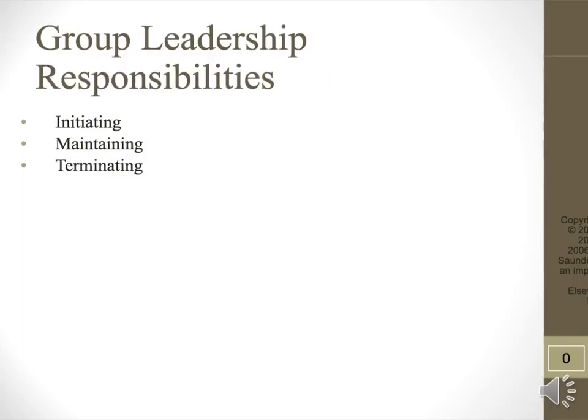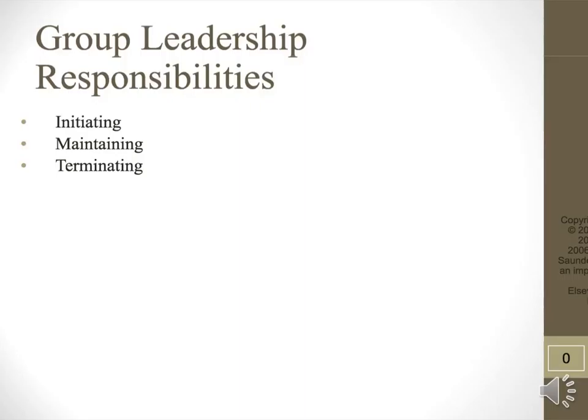When you think about the leadership responsibilities, the group leader is going to be the one initiating, maintaining, and terminating the group. So they have to kind of command attention. They have to make sure they structure everything, make sure it's the appropriate size, know what the purpose of the meetings is, and make sure that the time is defined so everyone knows this is our meeting time.